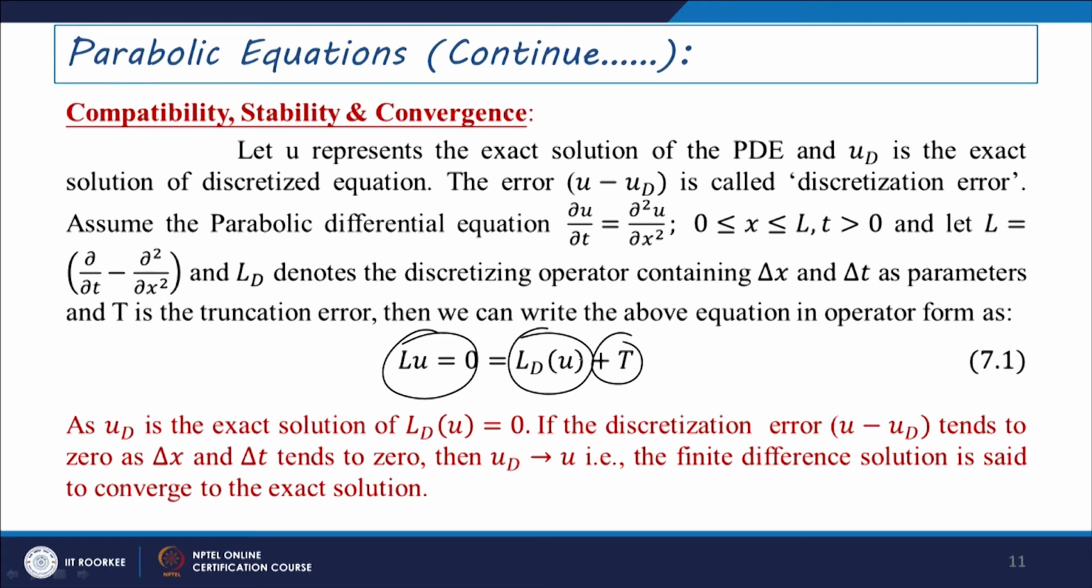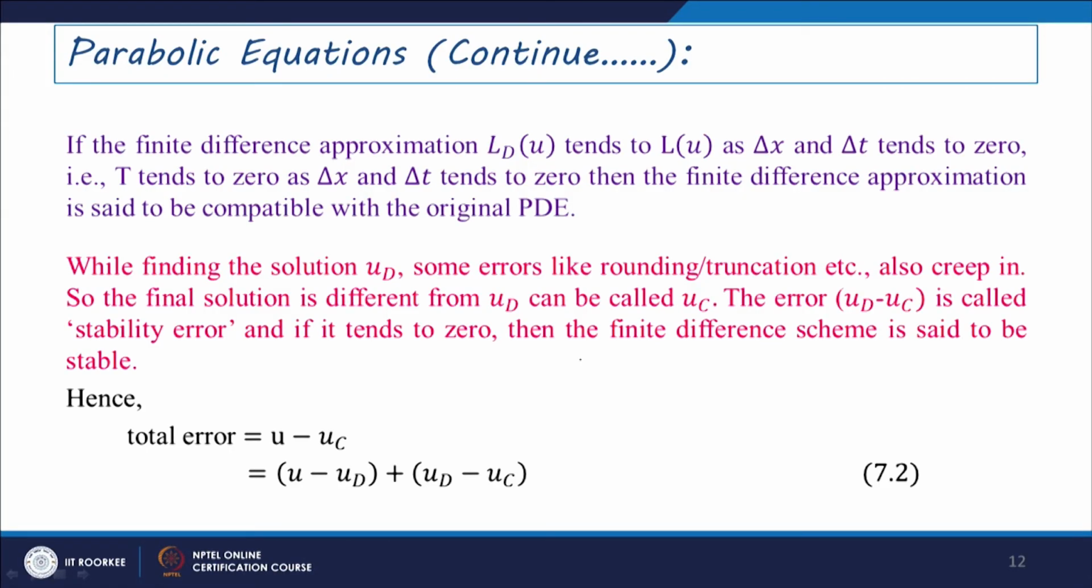Especially we can say that if ud is the exact solution of LDU equals 0, and the discretization error u minus ud tends to 0 as del x and del t tend to 0, then ud approaches u. That is, the finite difference solution is said to converge to the exact solution. If the finite difference approximation LDU tends to LU as del x and del t tend to 0, that is, T tends to 0 as del x and del t tend to 0, then the finite difference approximation is said to be compatible with the original ordinary differential equation or partial differential equation.